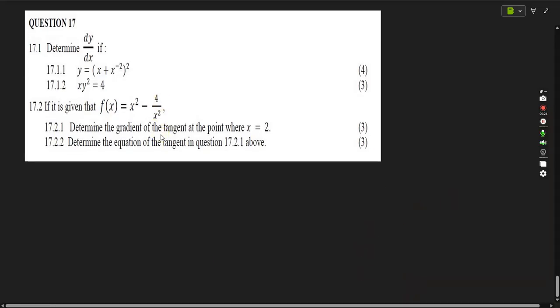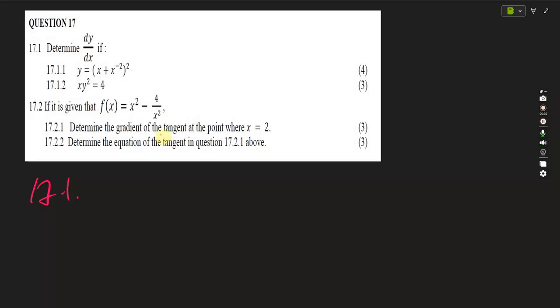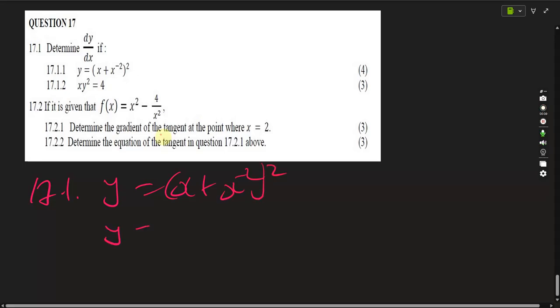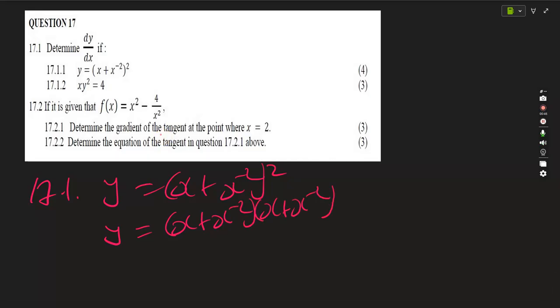Right, so now let's look at question 17, 17.1. They say determine dy by dx. So let's look at that. We've got y equals (x plus x to the negative 2) squared. Remember, firstly we start by simplifying the function. So it's x plus x to the minus 2, twice there.